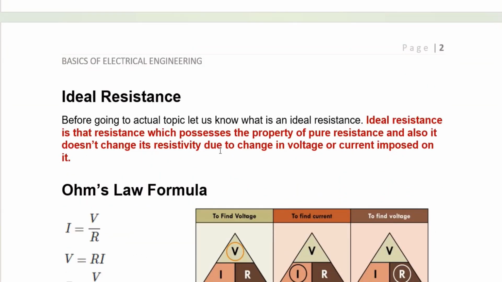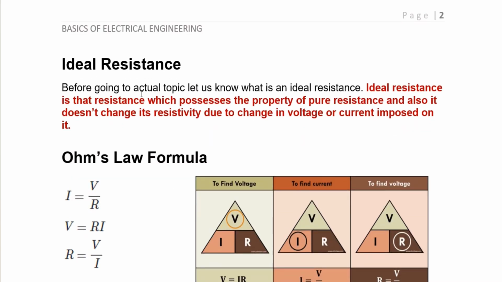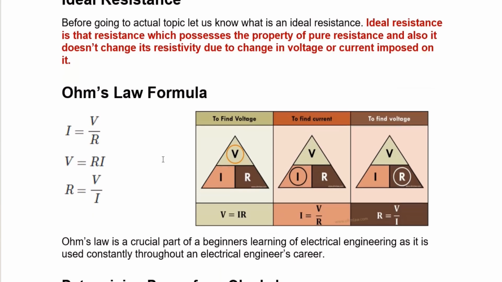Now, we used a terminology called ideal resistance. You might be thinking, what is an ideal resistance? An ideal resistance is one which possesses the property of pure resistance, and it doesn't change its resistivity due to a change in the current passing through it or the voltage applied on it.